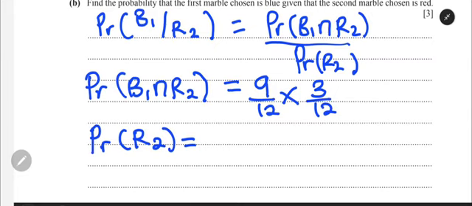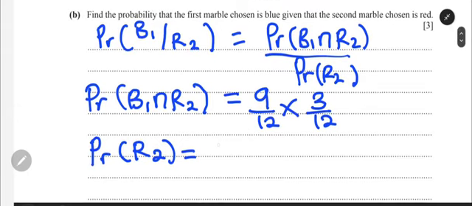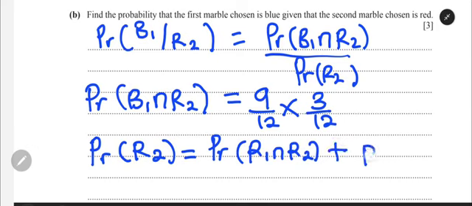Now for the second selection to be red, there are two possibilities. Either the first one is red and the second is also red, or the first one is blue and the second is red. So we have to consider the two possibilities, meaning that we look for the probability of R1 intersection R2 plus the probability of B1 intersection R2. So the first one is red and the second one is red as well, or the first one is blue and the second one is red.